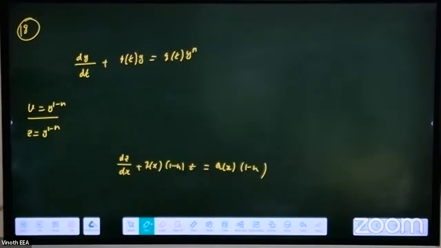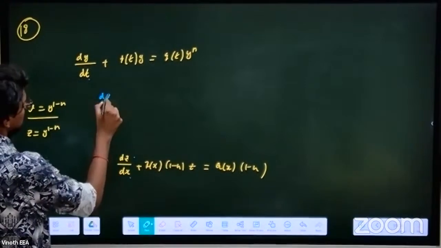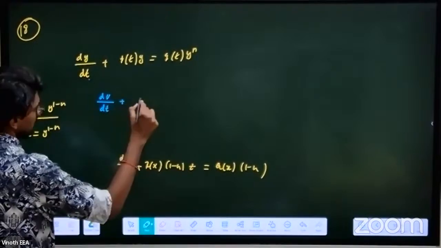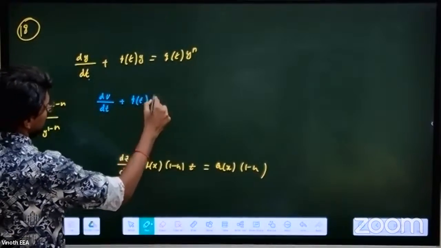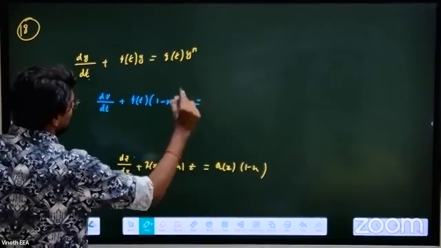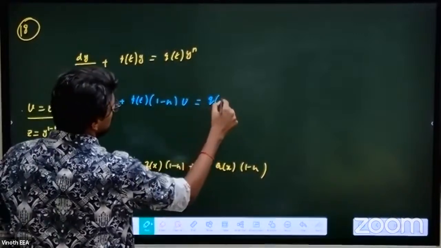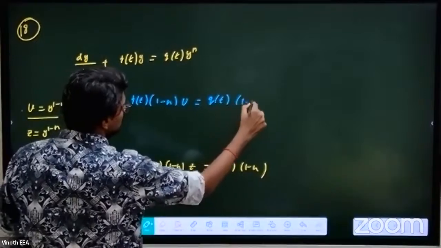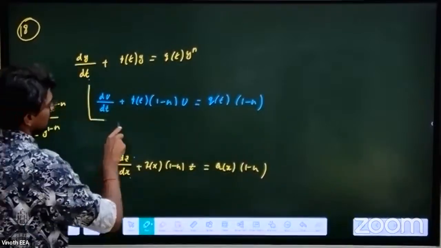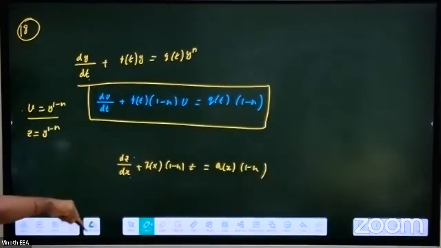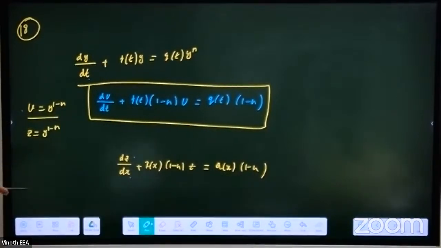So here, the difference is that instead of z I need to replace it with v, and instead of x it has to be t. So what will be my equation? dv by dt plus p of t into 1 minus n into v, which is equal to q of t into 1 minus n. We already did this derivation in Bernoulli's.